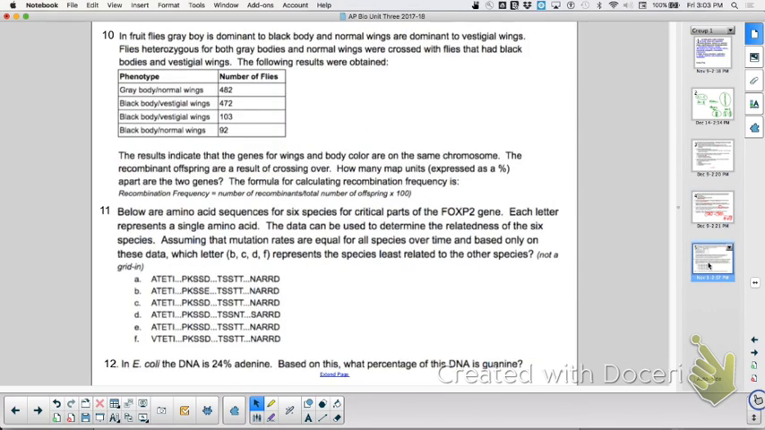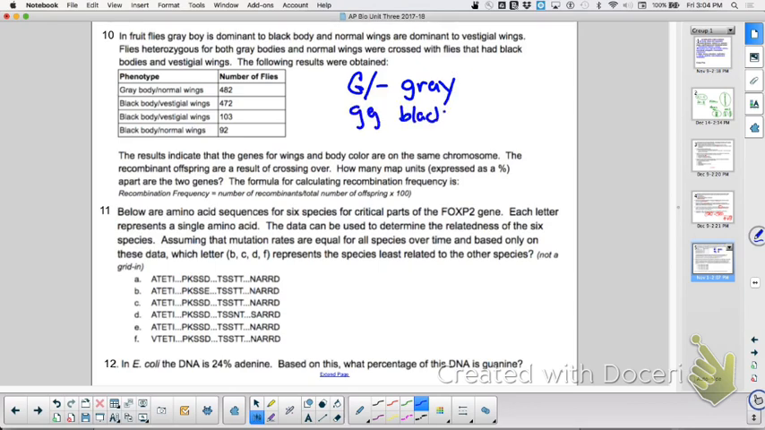Oh, there's more. In fruit flies, a gray body is dominant to a black body. So what I would always do in that situation is I would go, big G anything is what? Gray. And there's 2 ways to do that. And little g is black.